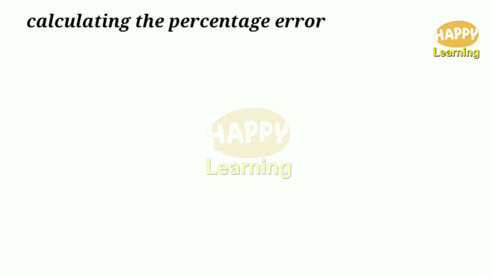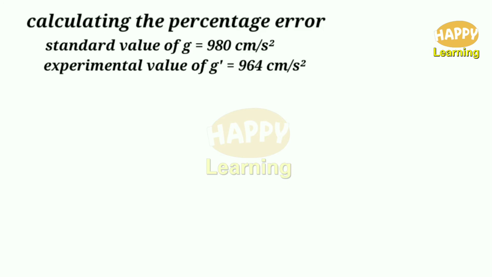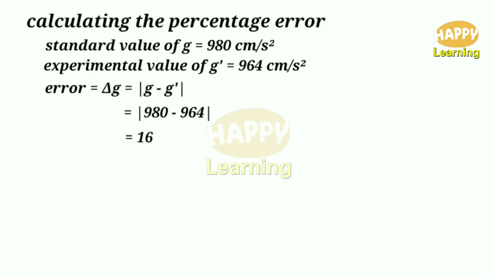Calculating the percentage error. Standard value of g is 980 centimeter per second square. The value in this experiment we got is g dash equal to 964 centimeter per second square. Then error is equal to delta g, that is equal to modulus of g minus g dash, that is equal to modulus of 980 minus 964, that is equal to 16.